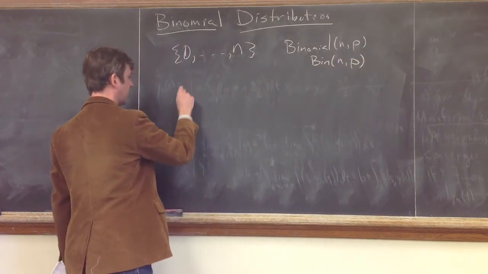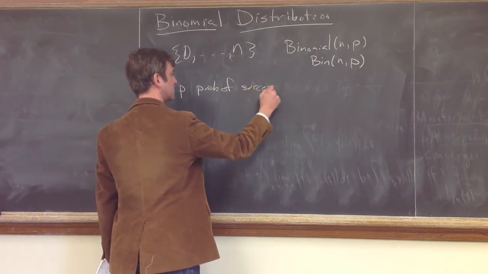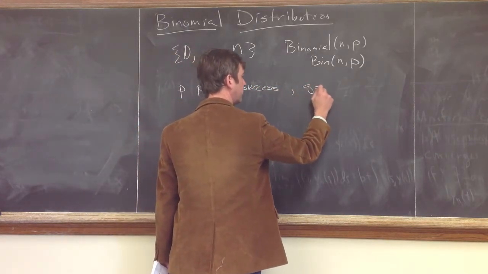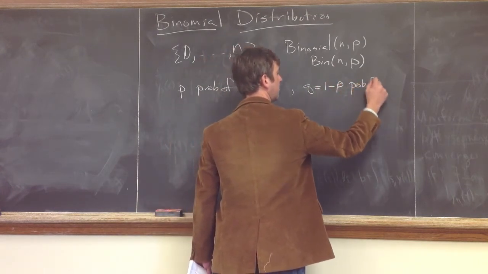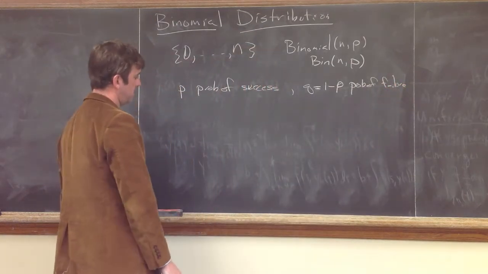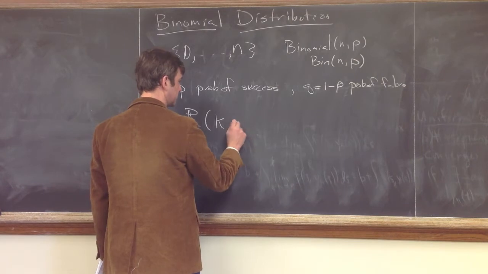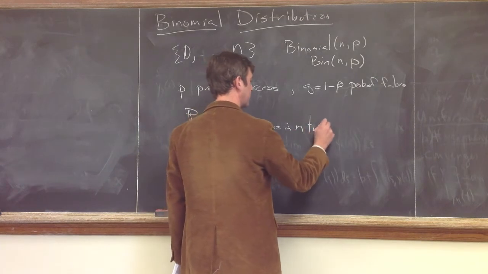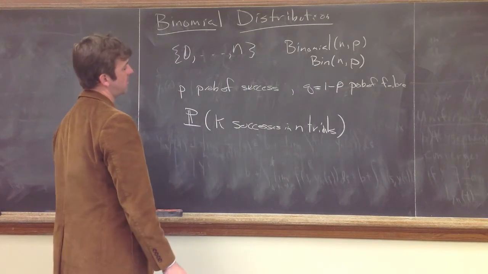So we have p, which is the probability of success, and q equal to 1 minus p, which is the probability of failure. Okay. And we want to ask, what's the probability of k successes in n tries? Alright?